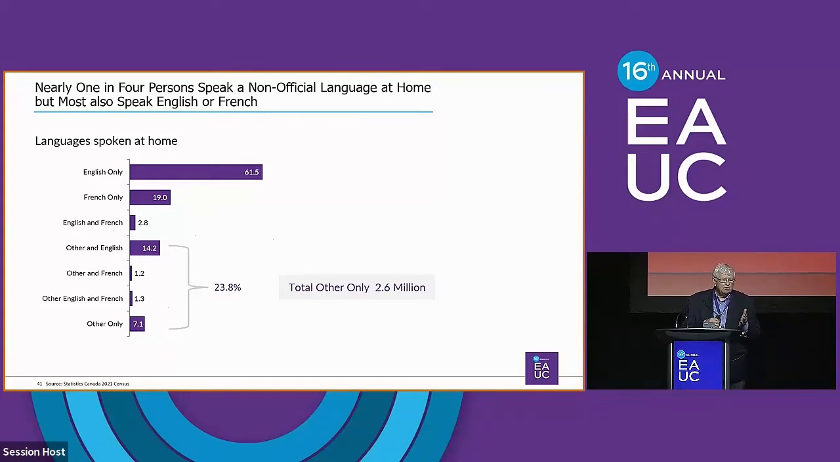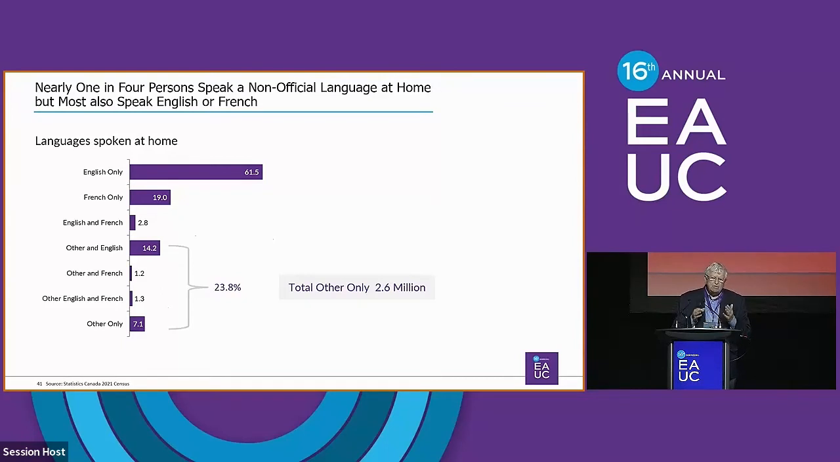And we not only measure mother tongue, but we measure a couple of different measures of languages spoken at home. And if we look at what languages people are actually speaking at home, it pretty much follows the same profile as mother tongue. About a quarter of Canadians are speaking a language other than English or French at home, but most of them are combining it with English or French, or in some cases with both.